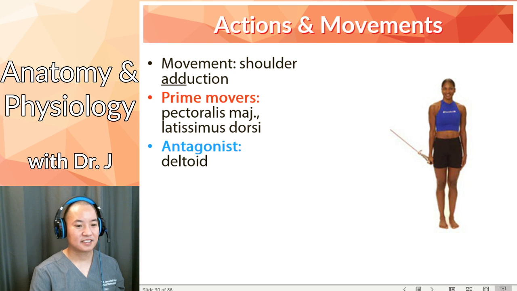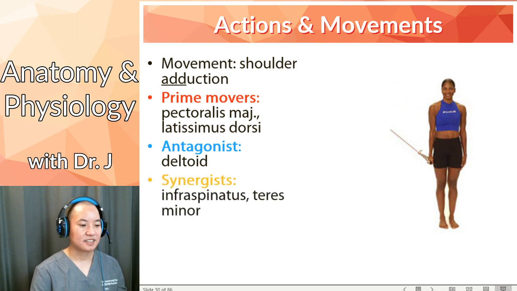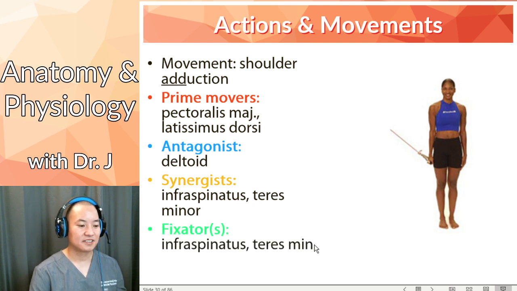And then antagonists, deltoids. Remember, when the deltoid contracts, it's actually going to shorten this distance and move her arm off to the side. And synergists include some of the rotator cuff muscles, like the infraspinatus and teres minor. And fixators, these are also things that sometimes a muscle can be both a synergist and a fixator. So it depends on your textbook as well.